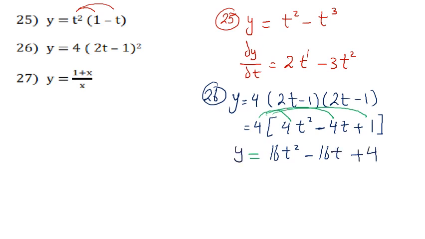This is y. I need to find dy by dt, as y is an equation in terms of t. So I'm going to put down the power, or the exponent. 2 by 16 is 32t to the power of 1, minus 16t, where the coefficient is 16, and any constant, its derivative is 0. So it's 32t minus 16.